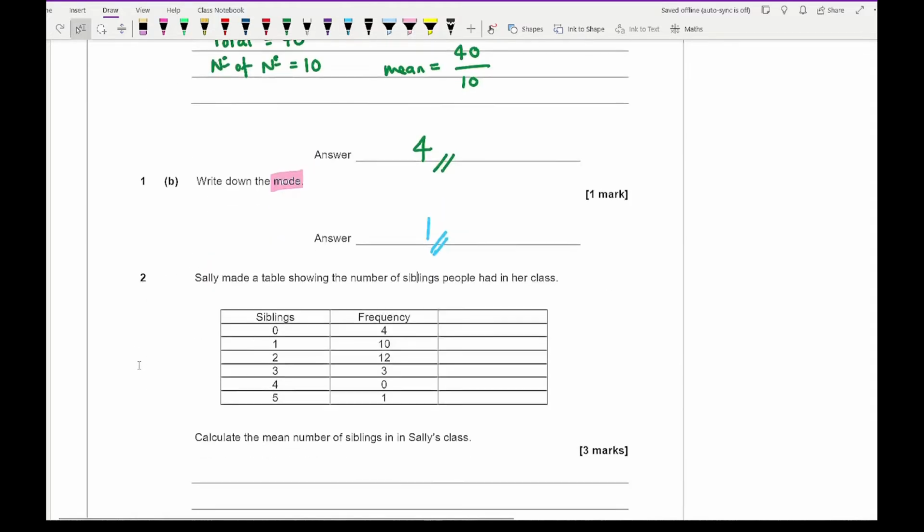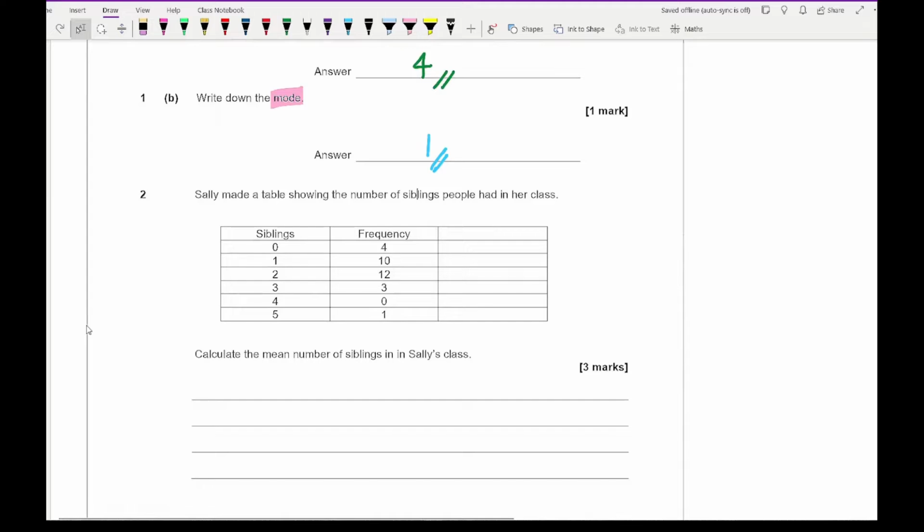The next question then looks at the mean from a frequency table, and it's not a grouped frequency table. There are two types of tables you can have. This is a frequency table, and the question is asking us to work out the mean number of siblings in Sally's class. What you want to try and do with these types of questions is recognize what your answer should look like. Here you can see that the number of siblings with the highest frequency is 2, so I'm expecting an answer that is close to 2. That's how I can check.